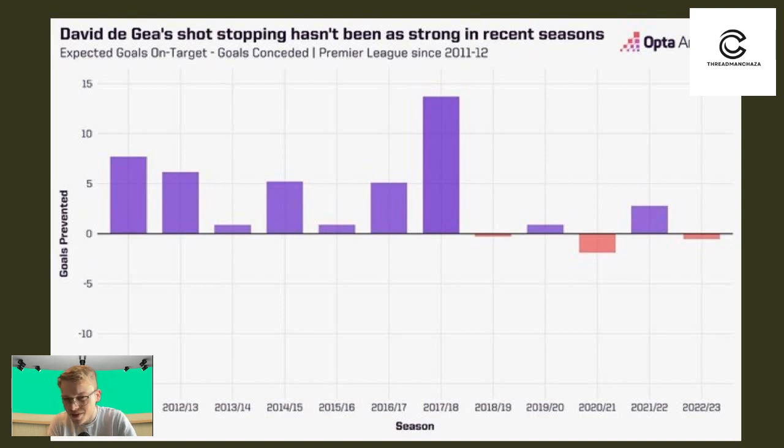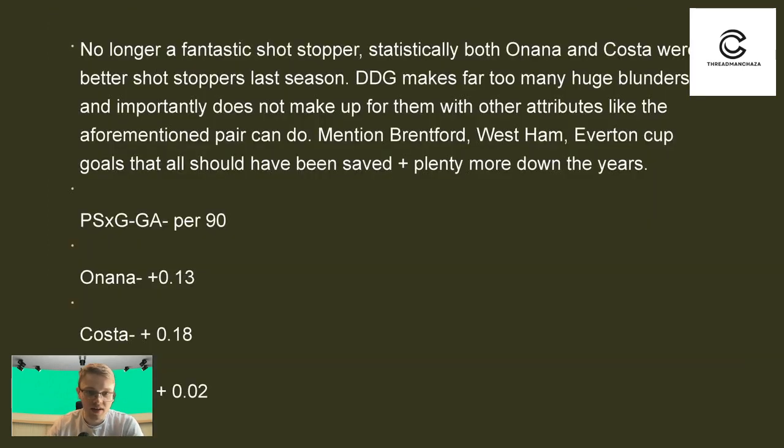It's a big, big difference. But we can see ever since that season, David De Gea struggled with his shot stopping, right? So his levels decreased. And I think this matches the eye test, right? Because we know David De Gea has made a lot of bad mistakes. There's lots to go over. We can talk about Brentford this season, West Ham, Everton in the Cup, lots of goals that should have been saved and plenty more down the years.